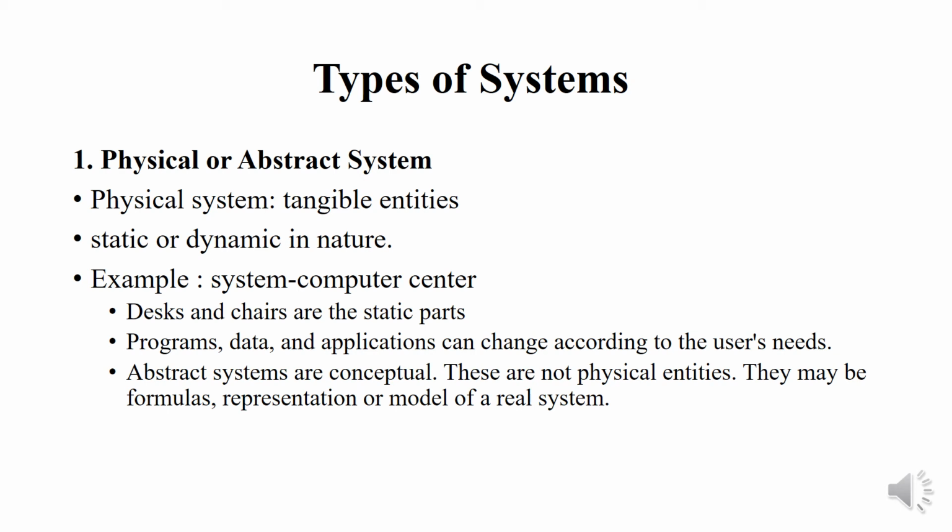Now we'll talk about the types of systems. There are physical or abstract systems. The physical system has tangible entities. It may be static or it may be dynamic in nature.